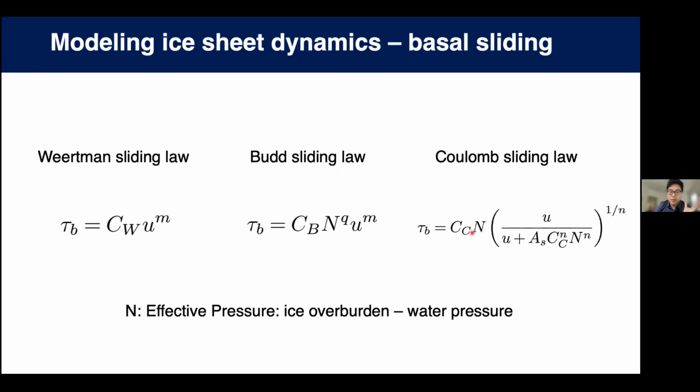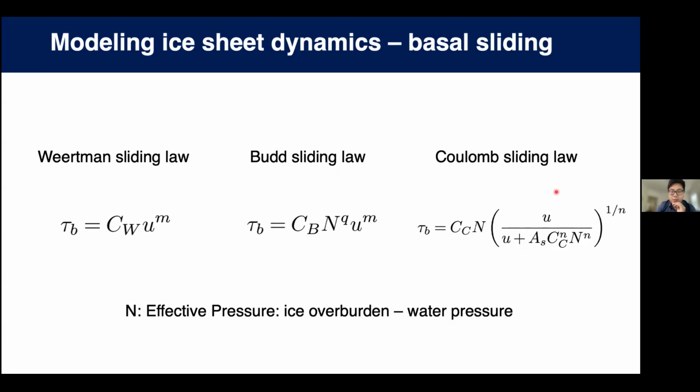Both of these sliding laws incorporate the effect of water through the inclusion of an effective pressure variable, N, which is the difference between the ice overburden pressure and the water pressure. If using the Budd sliding law, we can see that higher water pressures would lead to a lower N. So for the same basal shear stress, that would be able to accommodate higher velocities.